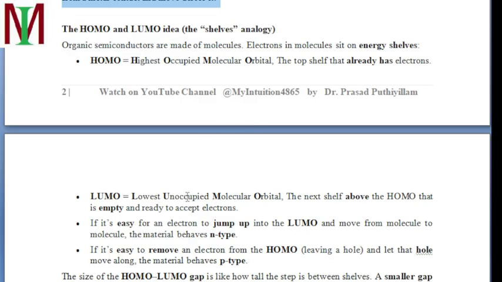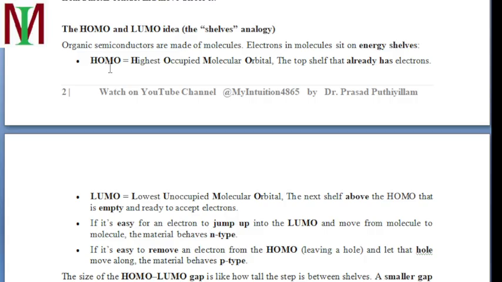Now how do things work, where are the electrons staying? The electrons may be there in the highest occupied molecular orbital, that is HOMO. That is a top shelf which already has electrons.